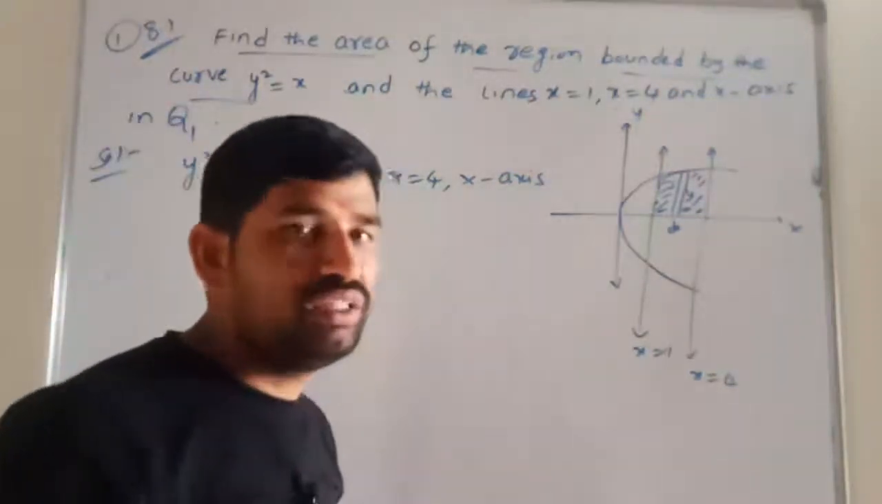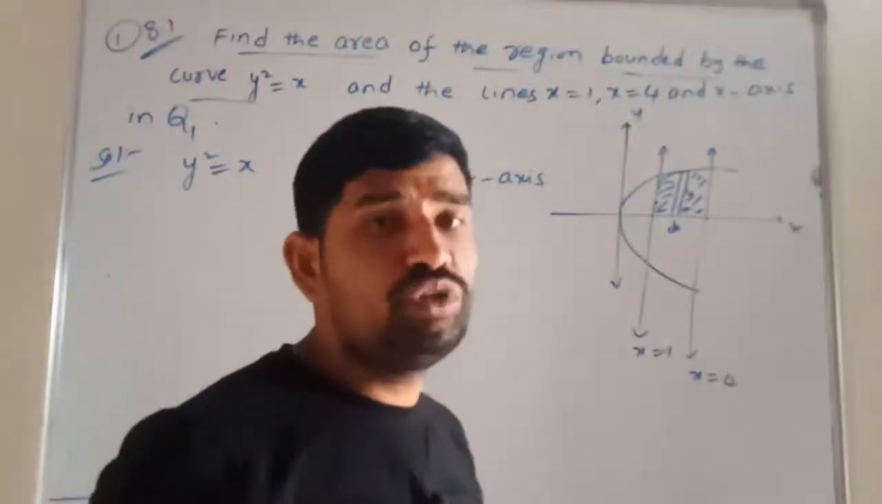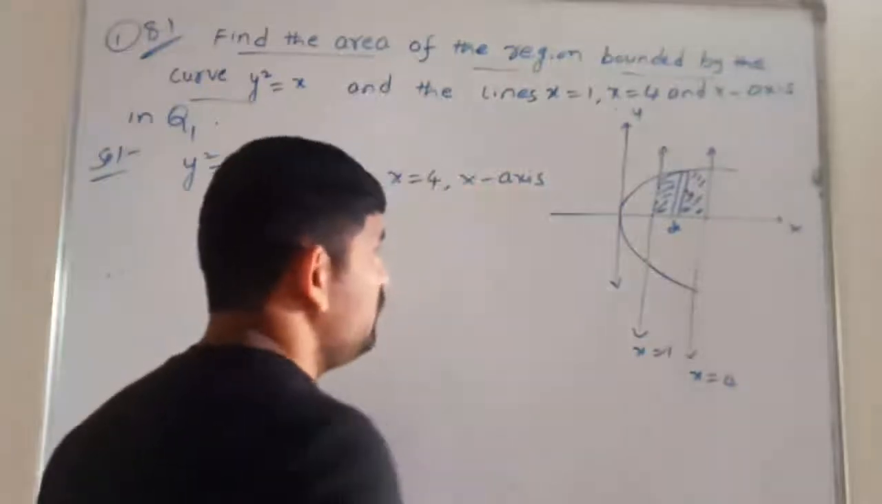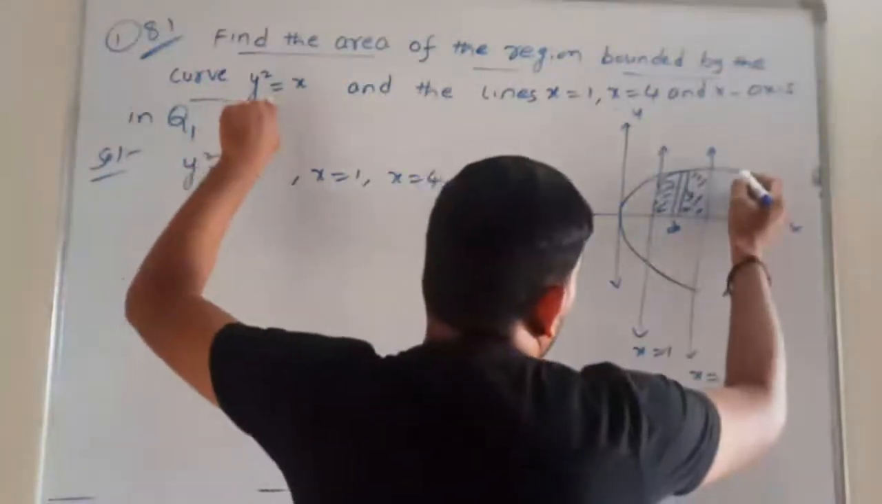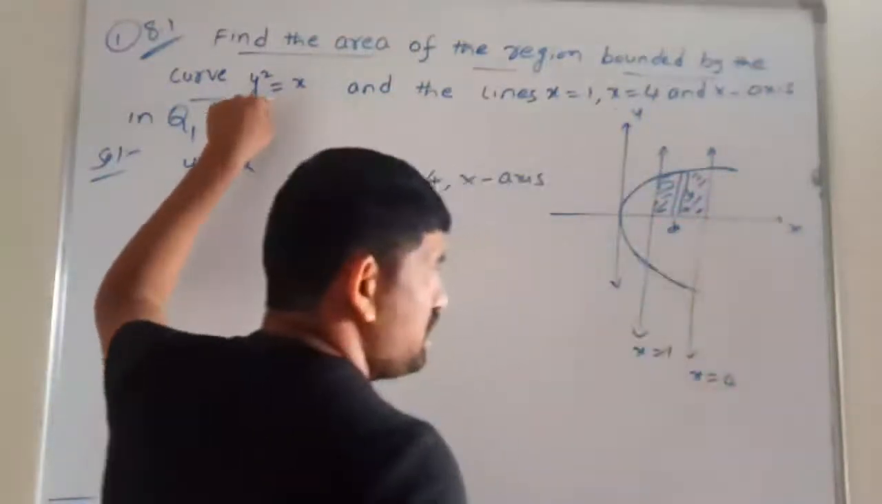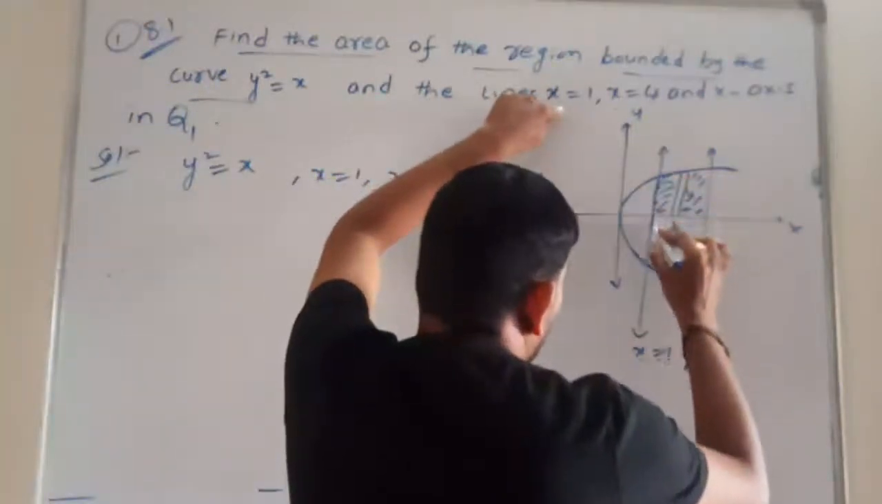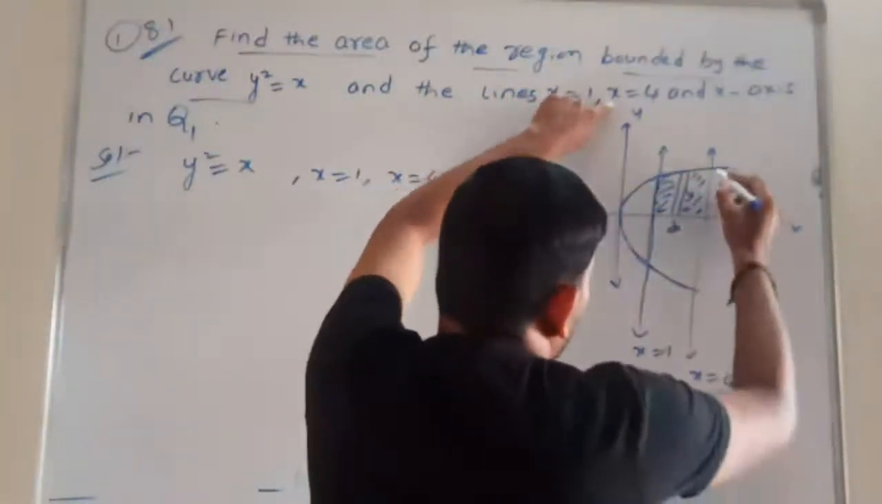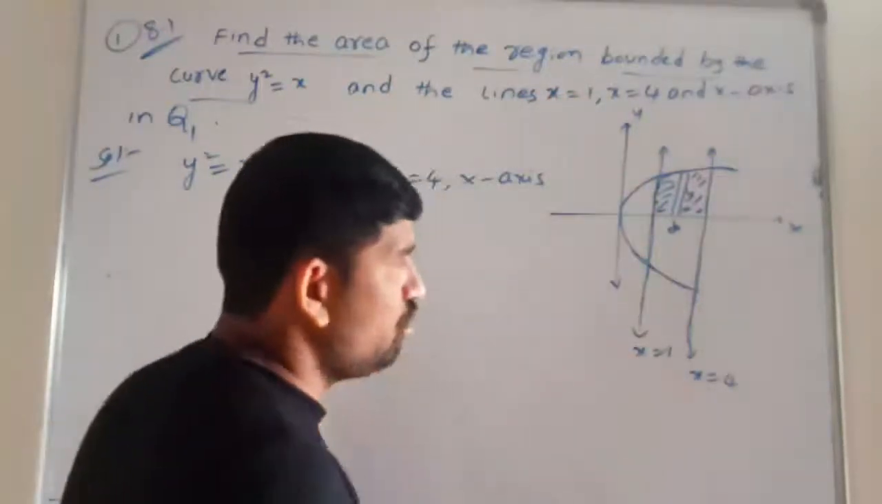Yes sir, we are finding the bounded region. The area of the bounded region of the curve. This is the curve, y square is equal to x, which is symmetrical about the x axis. The next one is the line x is equal to 1, and this is x is equal to 4. So x is equal to 1 and x is equal to 4.